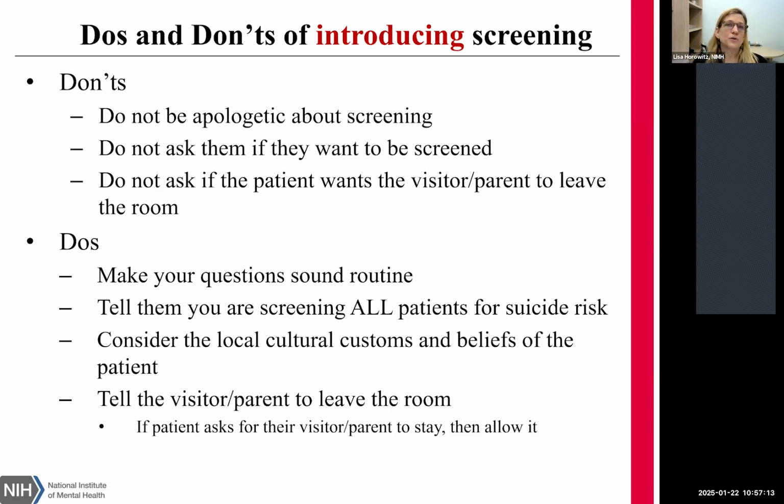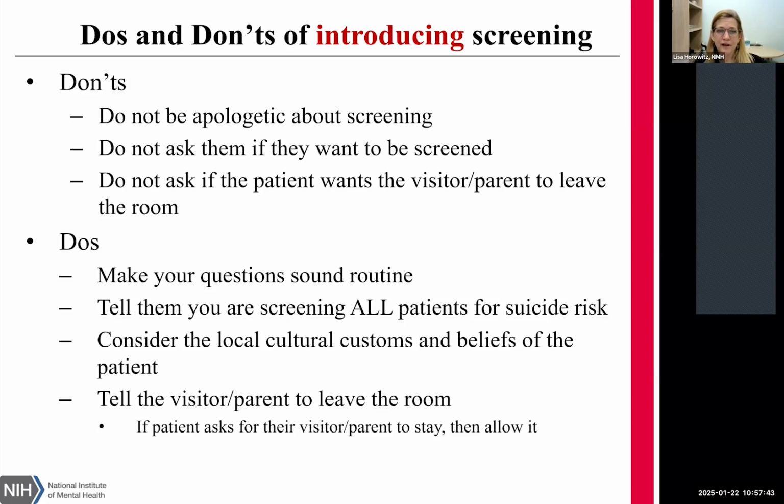The important part when you make the script your own for introducing screening is that, in your voice, you make it sound routine. There are a lot of things that we ask that are very sensitive, right? It's not just suicide risk screening questions that are sensitive. You're asking people important questions about their body, about their health care, about their medical care, about their disease. These are all sensitive questions, right? So we want to put it on par with those.